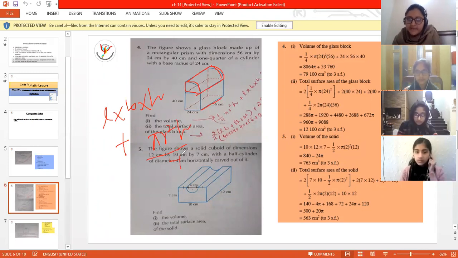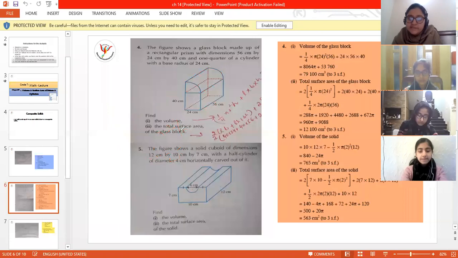Is there any confusion related to this formula? Then please raise your hands. Okay, fine. Now calculate length, breadth, height plus pi r square h divided by 4. We will come to know the answer: 79,100 centimeter cube. Clear?